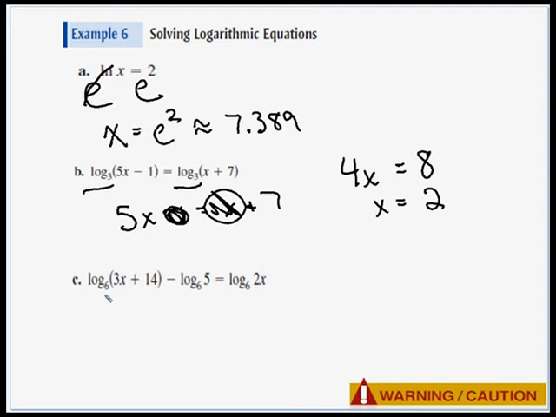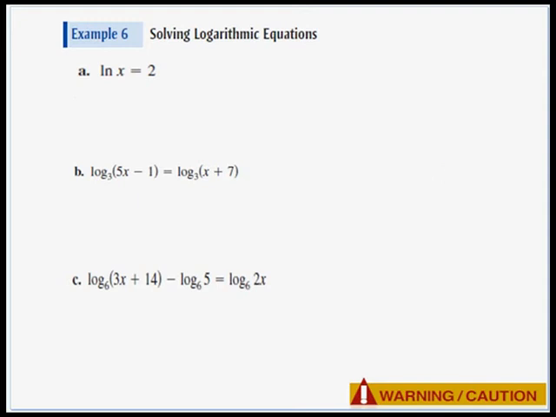In letter C, we have log base 6 of the quantity 3x plus 14, minus log base 6 of 5, and that's equal to log base 6 of 2x. In part B above, we used the one-to-one property: on the left side of the equal sign we had a single log base 3, and on the other side a single log base 3. Here we have log base 6, and on the left side we have one log minus another. So before we can apply the one-to-one property, we're going to have to condense that left-hand side.